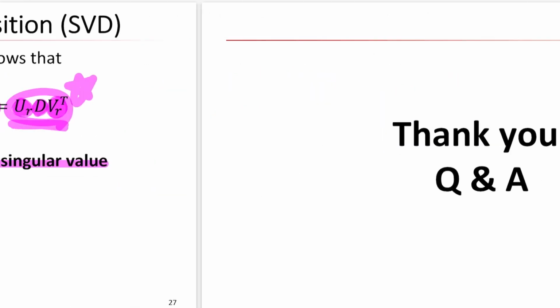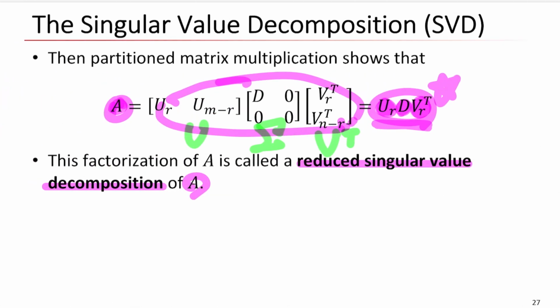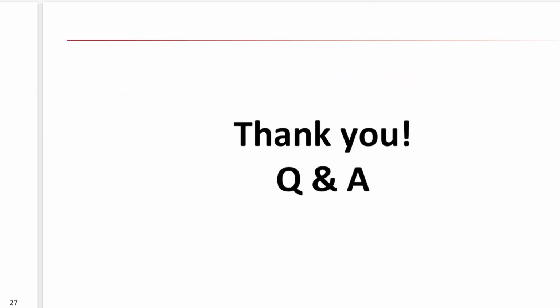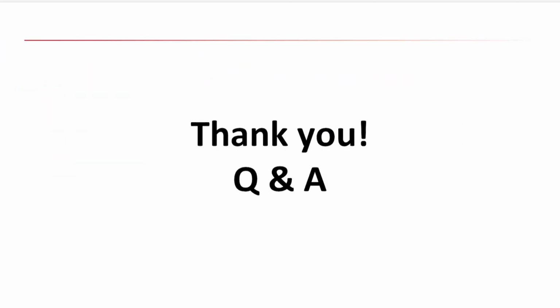So this is the last page of this semester. If I mention again, we can represent this matrix A as matrix U sigma V transpose. So it will be the SVD, and this is the RSVD, or reduced singular value decomposition. Okay, so this is the last page.